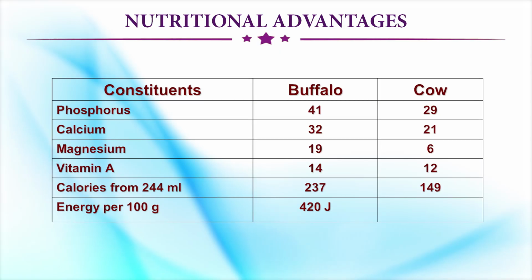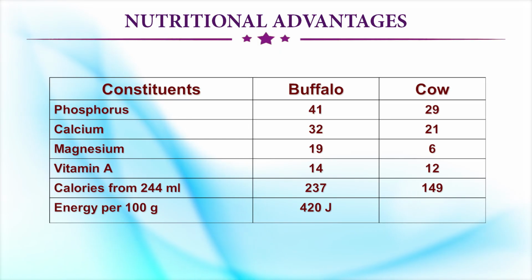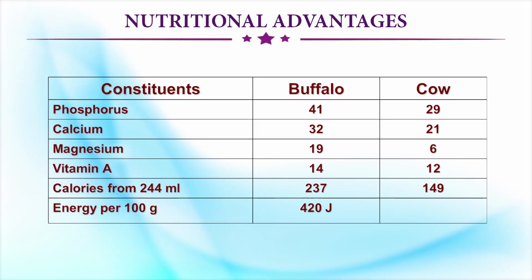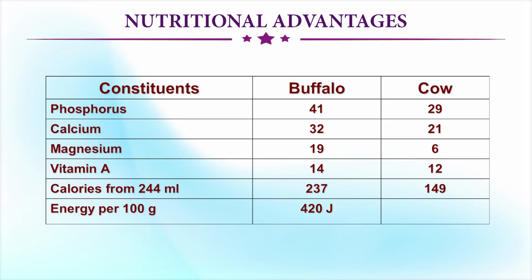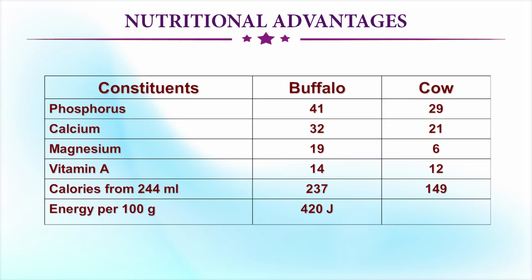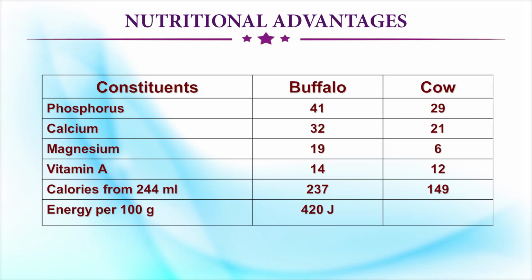Now the nutritional advantages: phosphorus is more, calcium is more, magnesium is 19, and vitamin A is 14, and the chlorine, from 244 ml of milk we will get 237.